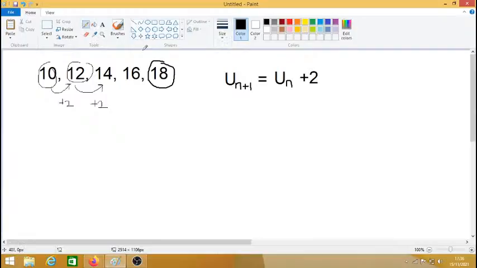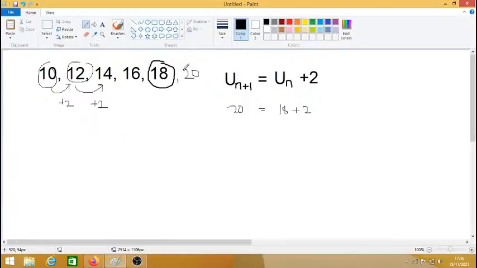So this is called a recurrence relation, where whatever answer you get can then feed into the next number. So if we take 18 as the number we're currently on, that would be our un, and then we add 2, that would give us 20. So we can say that the next number along in the sequence would be 20.